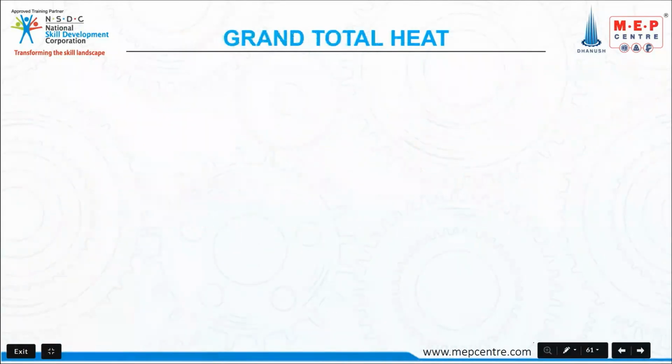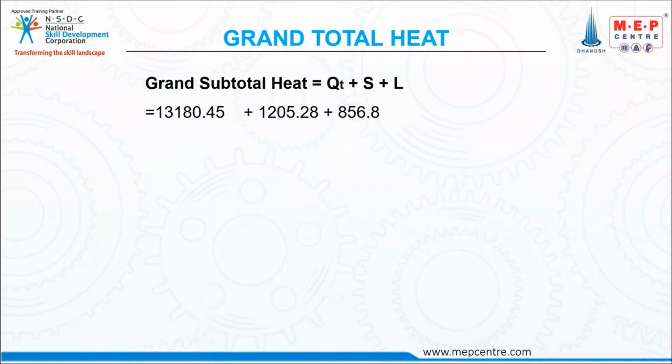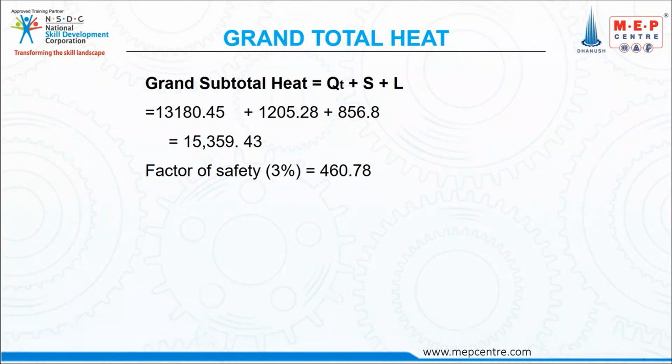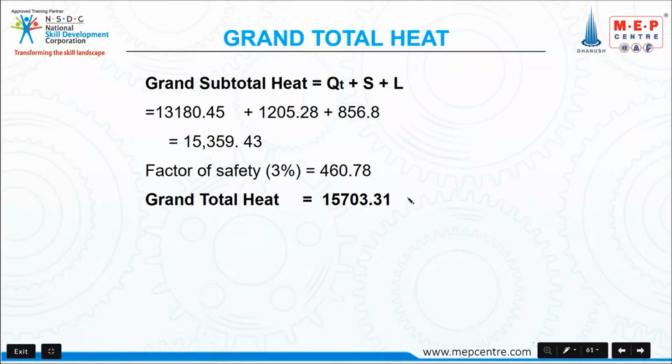So now grand subtotal equals QT, effective room sensible heat plus latent heat. So total value will be 15,359.43. At the final step, we add a factor of safety of 3%. So therefore total value is 15,703.31, in BTU per hour.